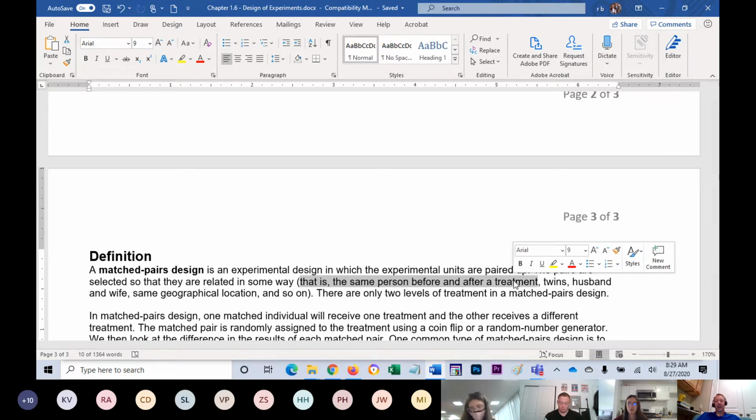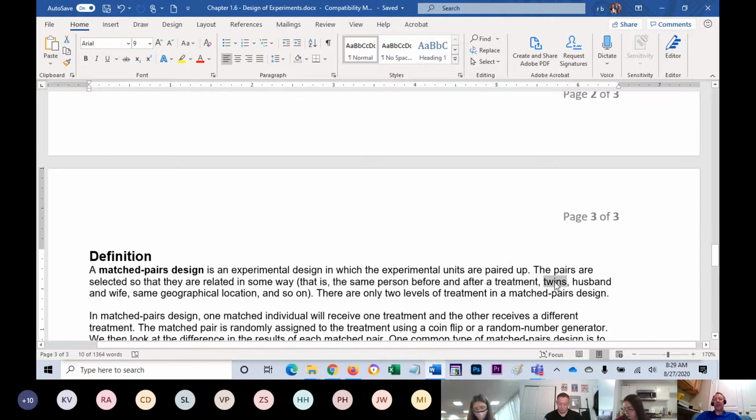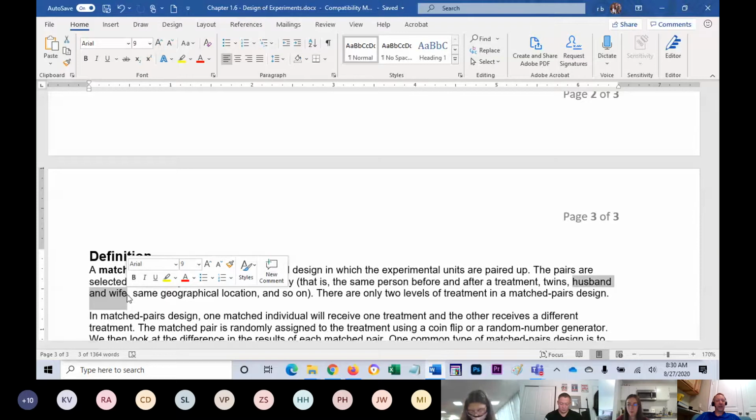That's exactly what we were talking about with the sun exposures and skin cancer. Another matched pairs design are twin studies. Those can be really interesting, twin studies, especially identical twins. Of course, you don't have to use the same person. We could pair up with a husband and wife. Maybe we'd compare the husbands versus the wives. That would be a natural pair.